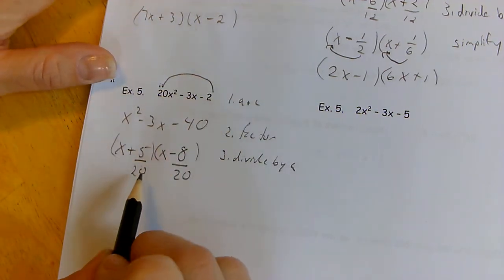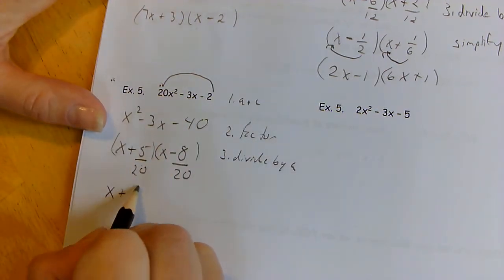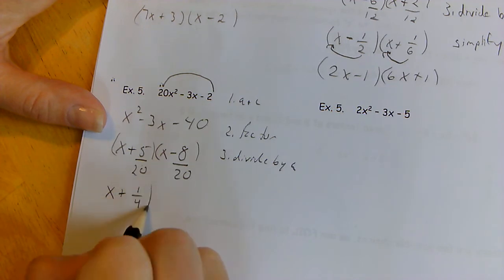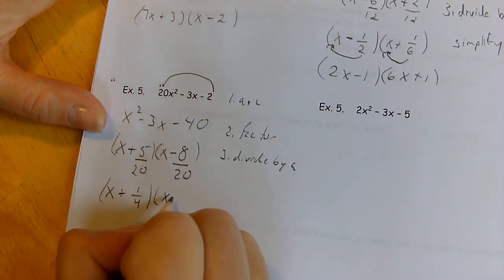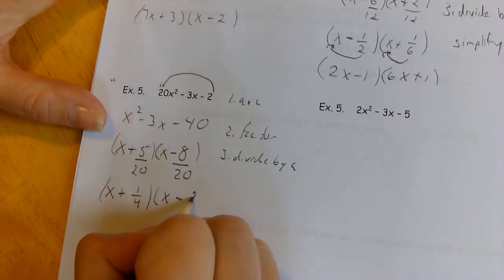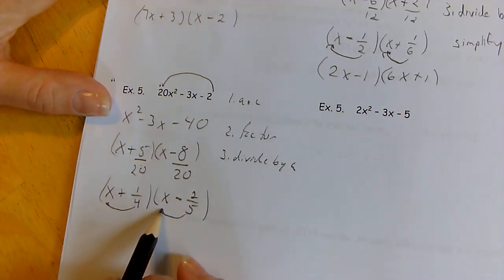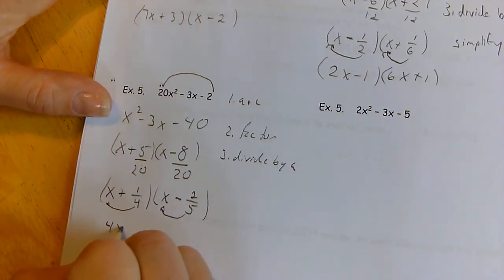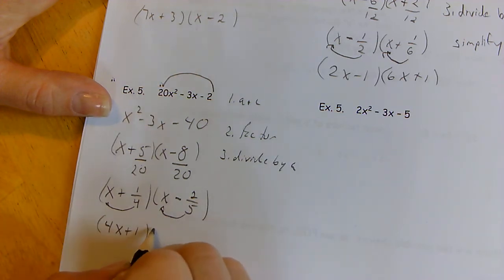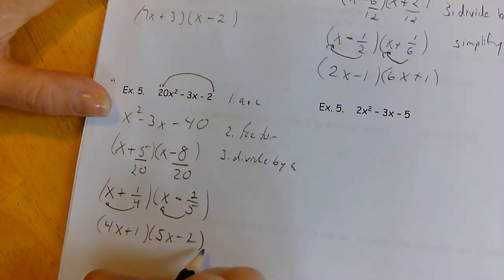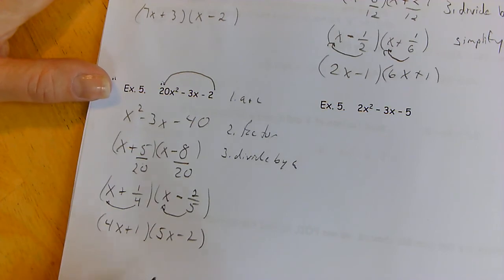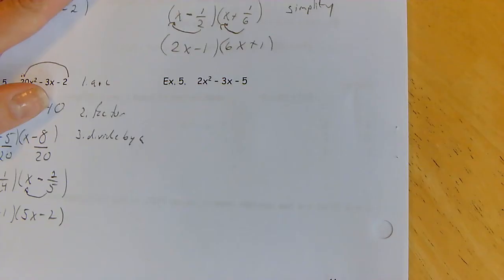Go back, divide by a. Once again, I'm going to have to simplify. Then clear my fractions. And I'm factored completely.